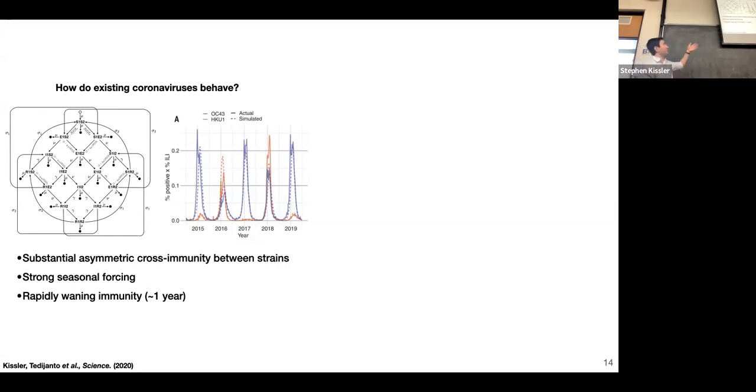And again, that's not terribly surprising, because we get annual epidemics of coronaviruses really between late December and early January, every single year. And the only way to get that out of the model is to have substantial seasonal variation in the force of transmission.